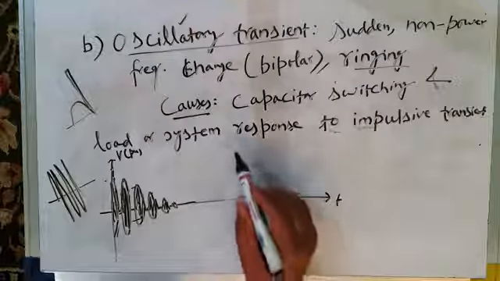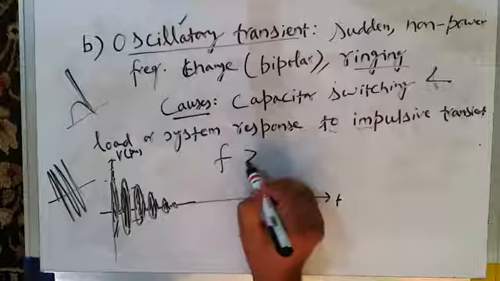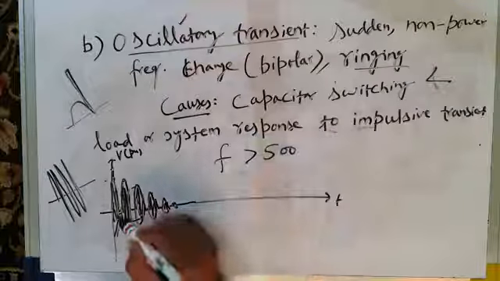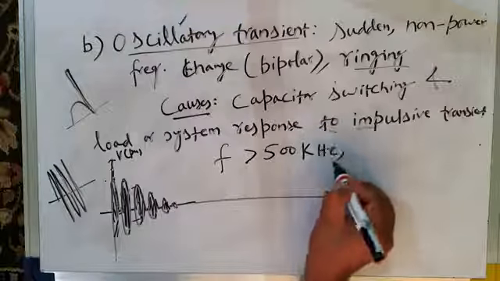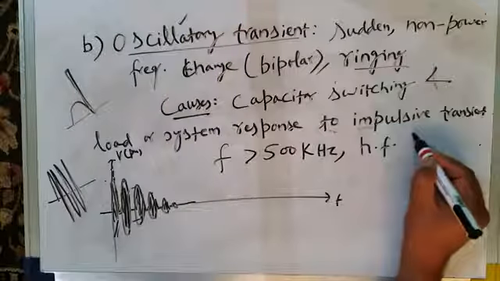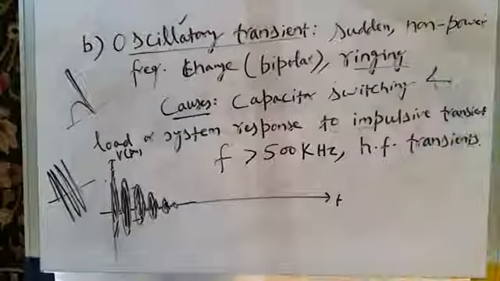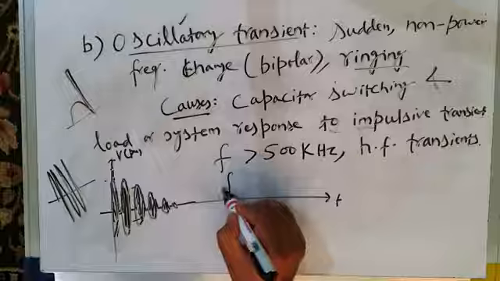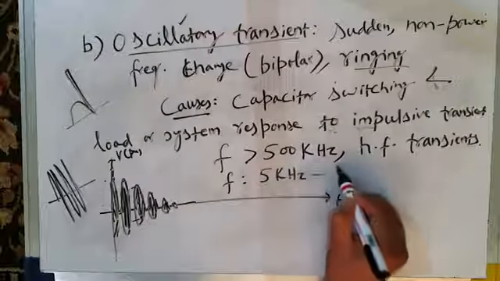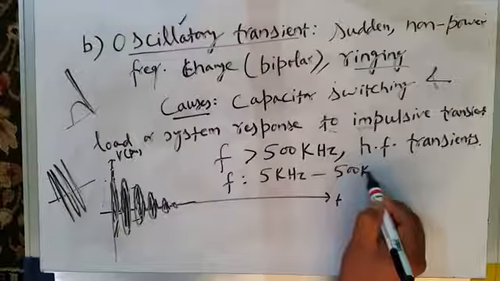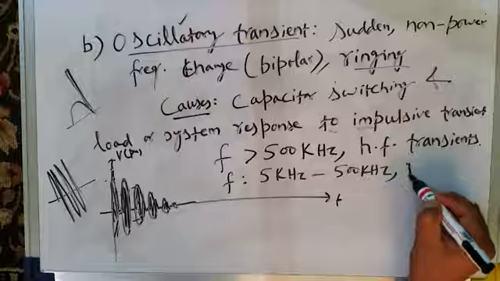Now, these oscillatory transients have frequencies. If the frequency of these transients is greater than 500 kilohertz, they are called high frequency transients. Of course, oscillatory transients. They are categorized as high frequency transients. If the frequency is between 5 kilohertz to 500 kilohertz, they are called medium frequency transients.